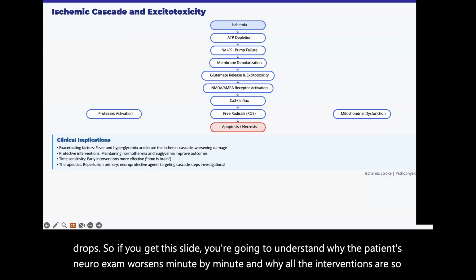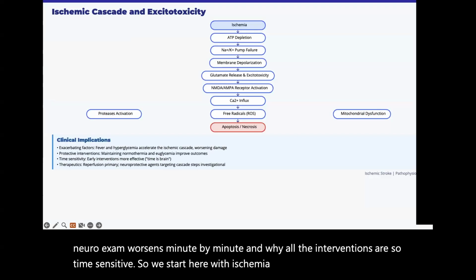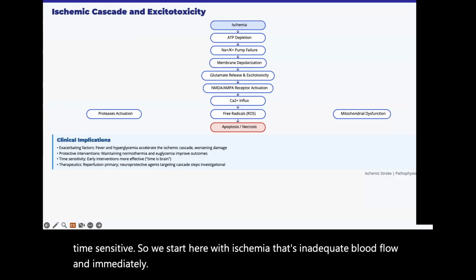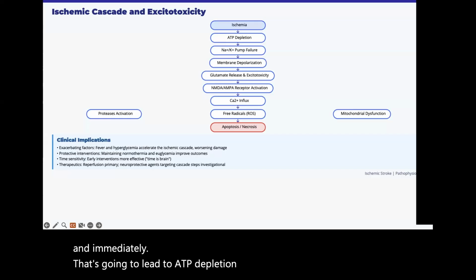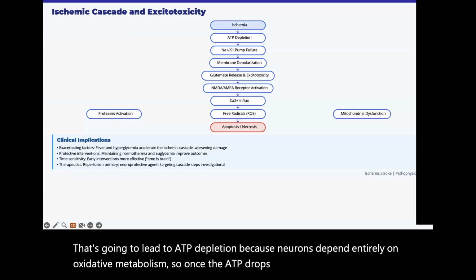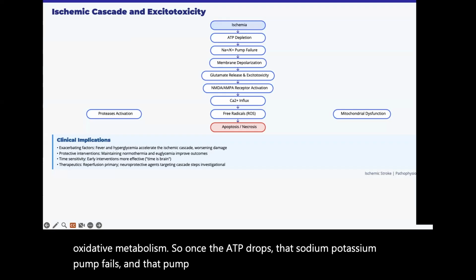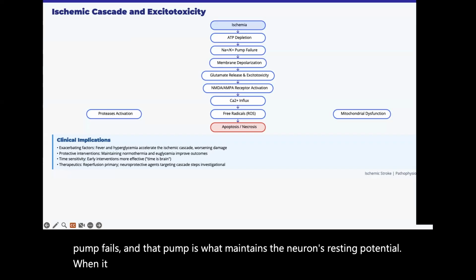So we start here with ischemia, that's inadequate blood flow, and immediately that's going to lead to ATP depletion, because neurons depend entirely on oxidative metabolism. Once the ATP drops, that sodium potassium pump fails. And that pump is what maintains the neuron's resting potential. Well, when it fails, the membrane becomes depolarized and ions will move the wrong way.